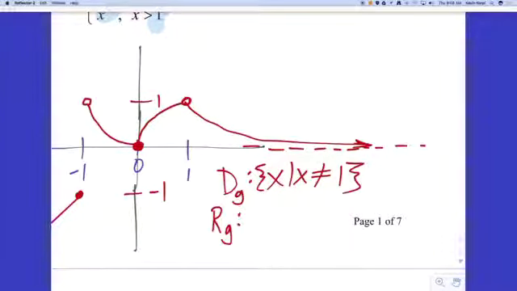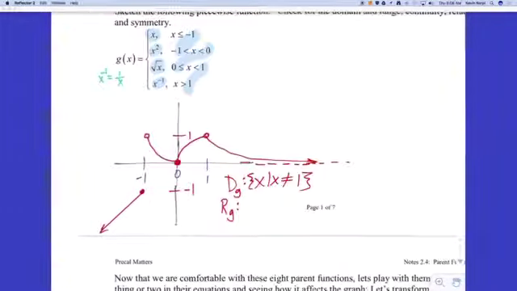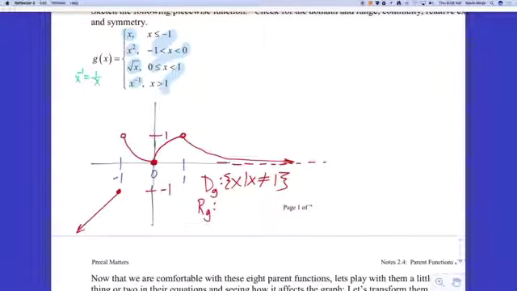Remember, ranges we get from the graph. So we look for the y values. Come in from the bottom here. That arrow means that it goes down to negative infinity. So we get all the y values from negative infinity. We get the y value at -1. That's good. Do we get any y values between -1 and 0? Is that covered anywhere between -1 and 0? No, it looks like we have a gap there.